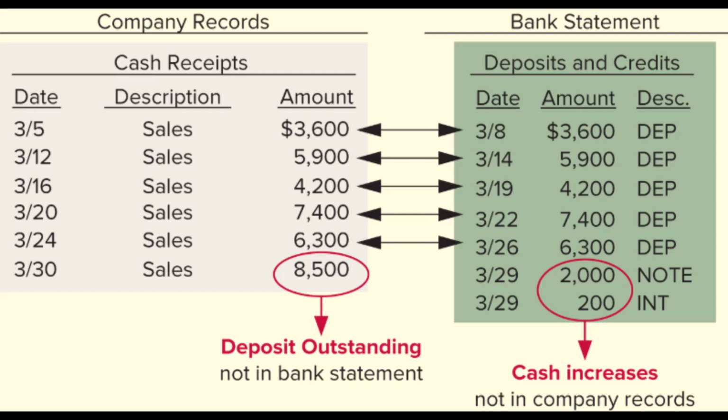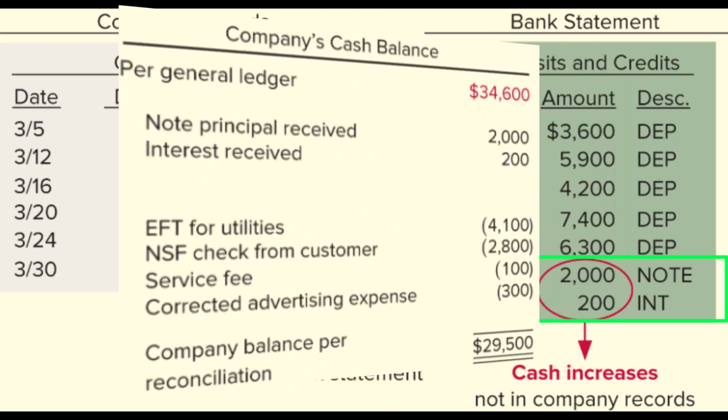Step 2 is to reconcile the company's balance. Now we look for items on the bank statement that the company hasn't recorded yet. Let's start with additions. The bank statement shows a note collected of $2,000 plus interest of $200. The company didn't know about this until seeing the statement, so we add these to the company's balance.